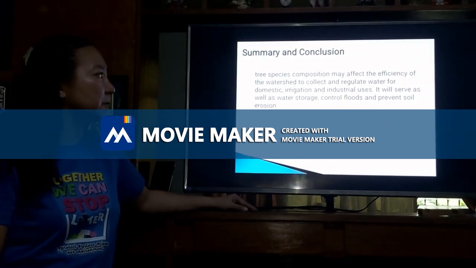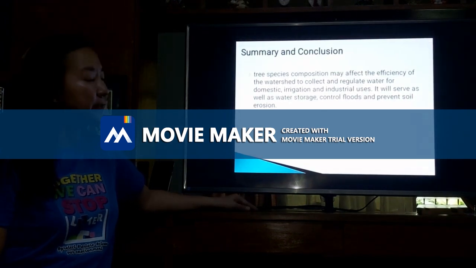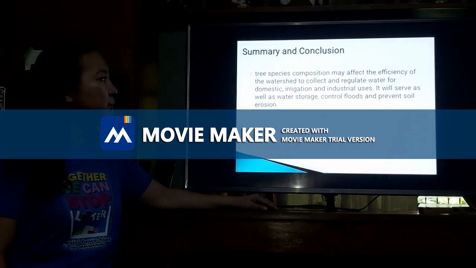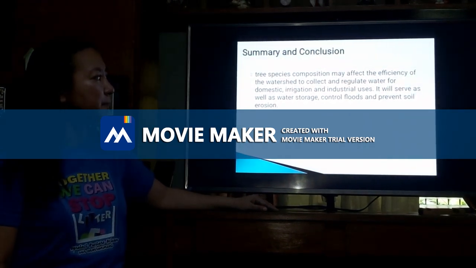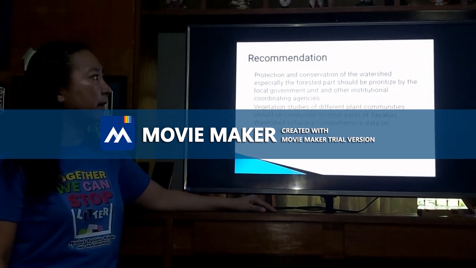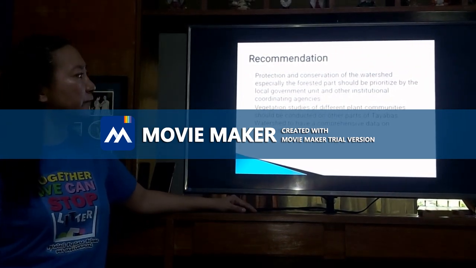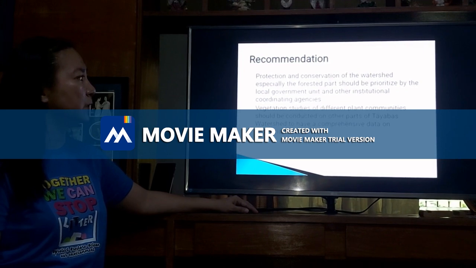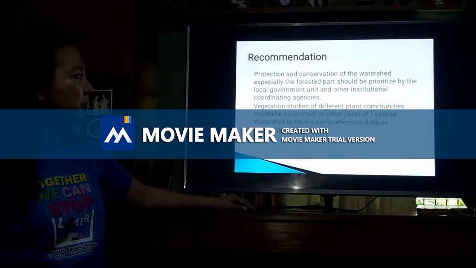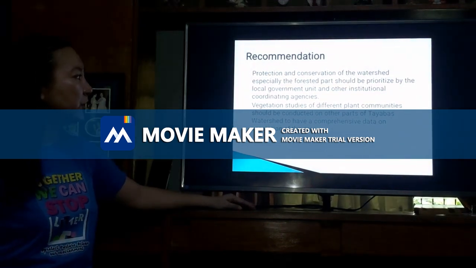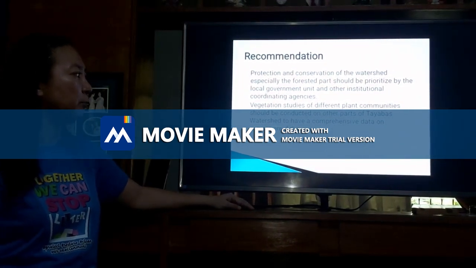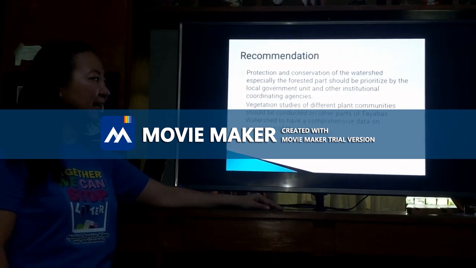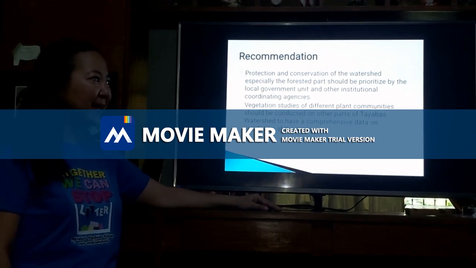Tree species composition may affect the efficiency of the watershed to collect and regulate water for domestic, irrigation, and industrial uses. It will serve as well as water storage, control floods, and prevent soil erosion. And for our recommendation, protection and conservation of the watershed, especially the forested part, should be prioritized by the local government unit and other institutional coordinating agencies. And second, vegetation studies of different plant communities should be conducted on other parts of the Tayabas watershed to have comprehensive data on the vegetation of the area.